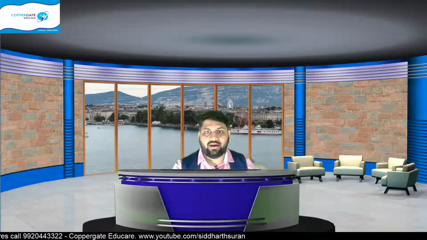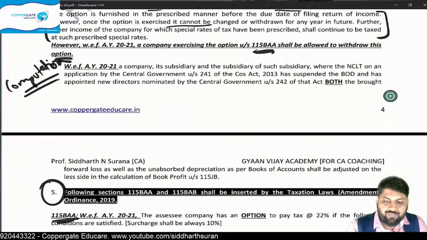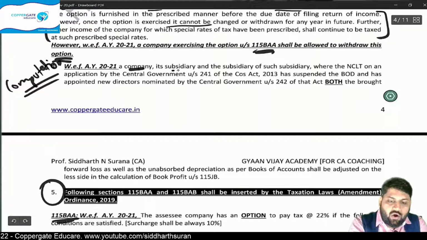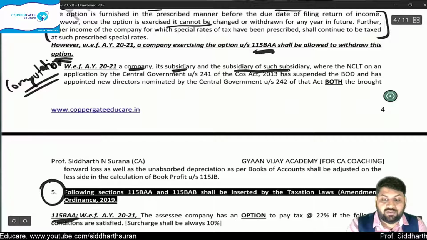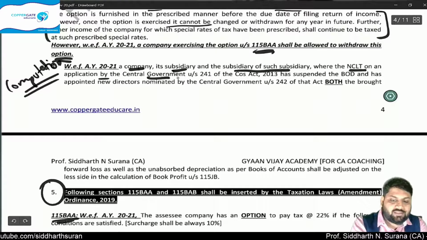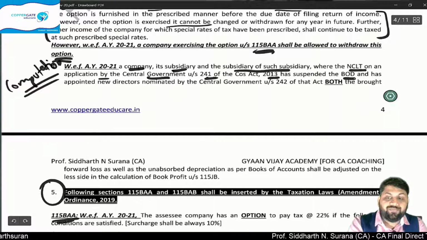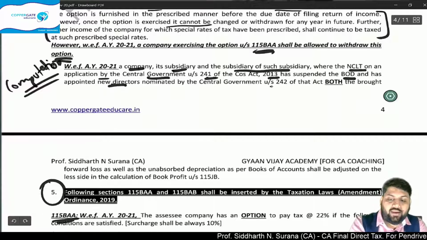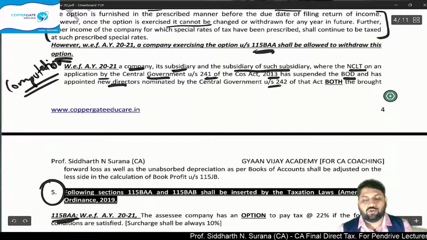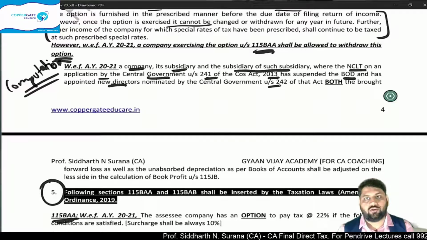In that rule, we are adding one more assessee now. If there is a company or subsidiary of the company or sub-subsidiary, that is subsidiary of sub-subsidiary, where the National Company Law Tribunal on an application by the central government under section 241 of the Companies Act 2013 has suspended the board of directors or appointed new directors under section 242. So first it will require you to have some knowledge of company law.